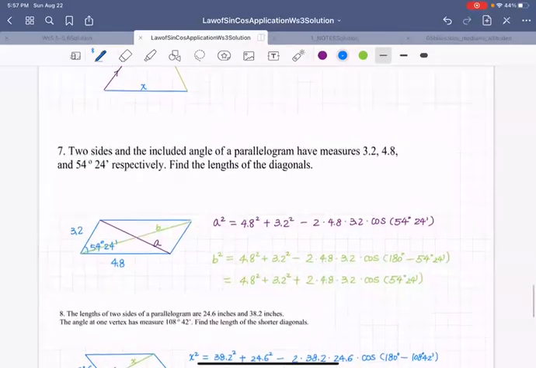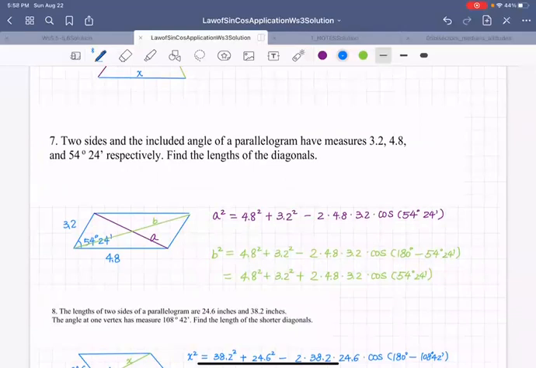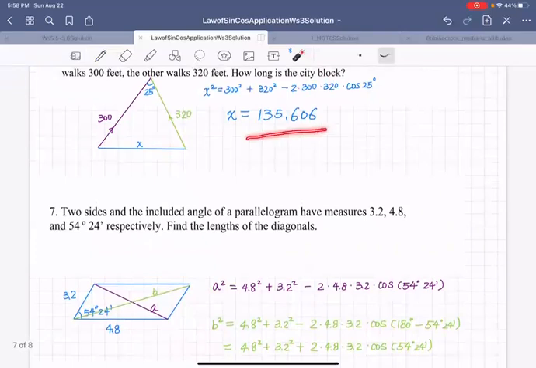The next question. Look here. They give the two sides and the included angle of a parallelogram. One side is 3.2, the other side is 4.8. The angle between them is 54 degrees 24 minutes. They ask you to find the diagonal.